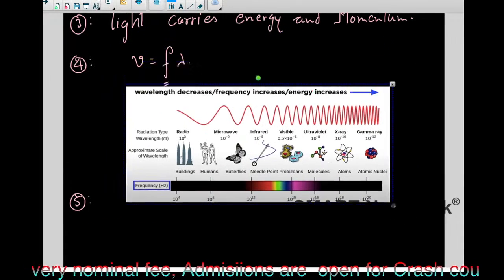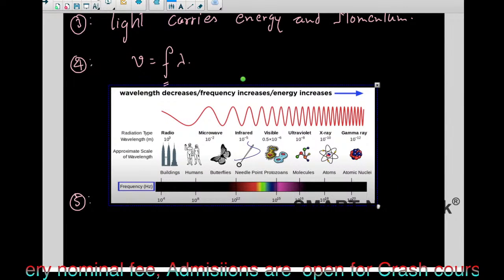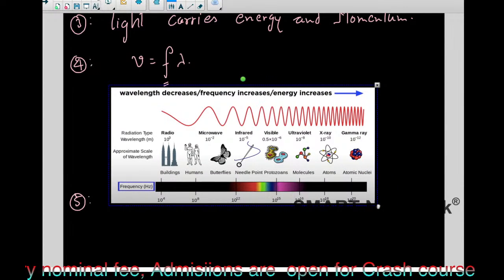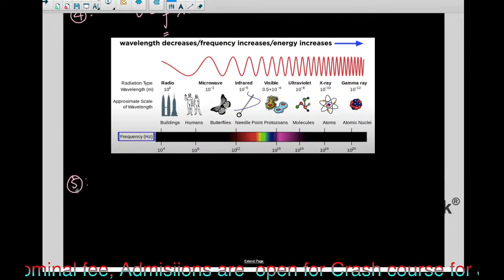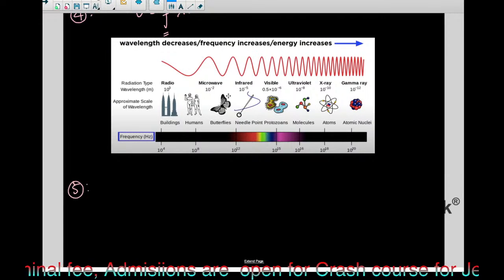Let's see about this one. Wavelength decreases, frequency increases, and energy also increases. So what depends on this? This is the pattern of the light. You can see over here.